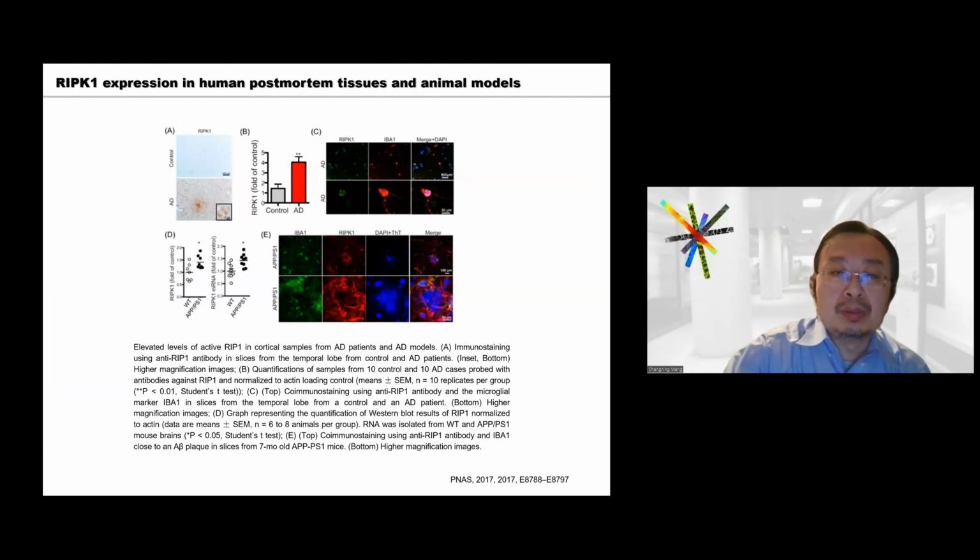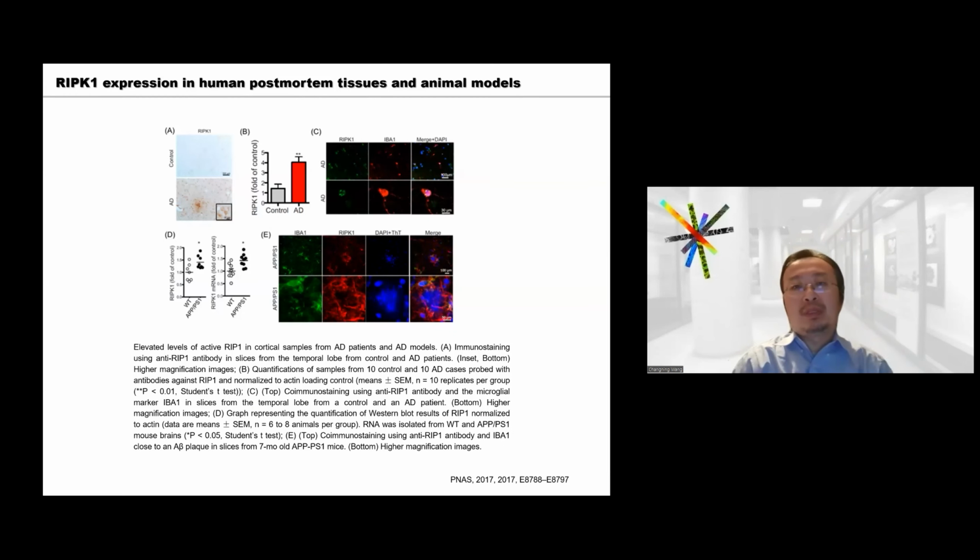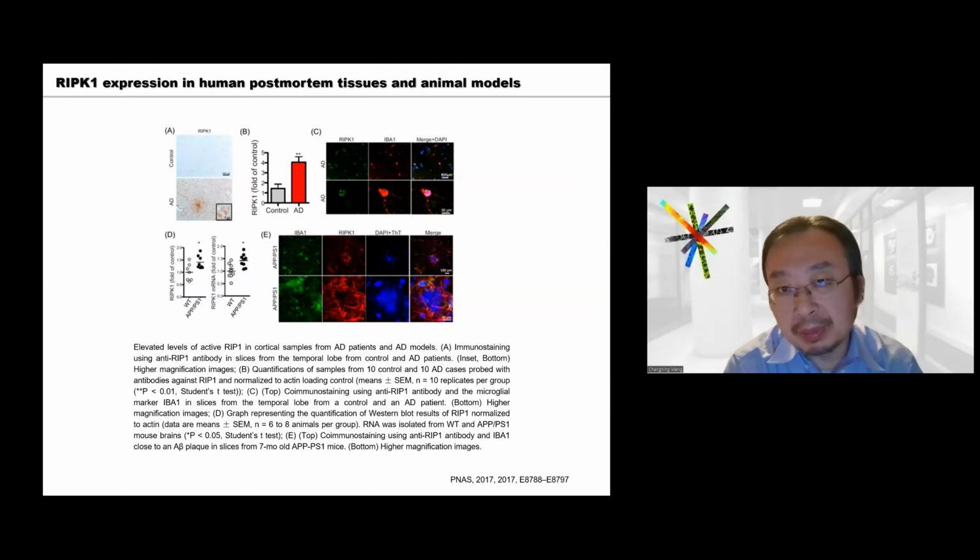Okay, so if we want to find a target like RIPK1, we need to figure out why we choose this target and why it's important. This is a well-studied target in the past 10, 20 years, especially from Dr. Junying Yuan. She worked on apoptosis and found that RIPK1 was a key kinase in this process, and she also worked on some RIPK1 inhibitors.